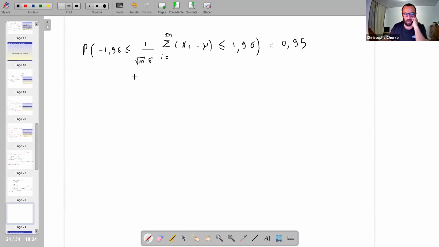Okay, so I can express this one in a slightly different way. If I want to make appear the sample mean here, instead of the sum of the xi, I can make appear the sample mean, and I see that this quantity is none other than square root of n over sigma times X̄n minus mu. So do the computation and you will obtain exactly this quantity, having in mind that my X̄n is just the sample mean.